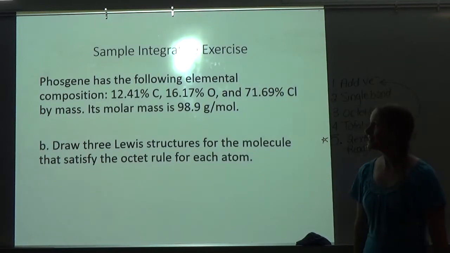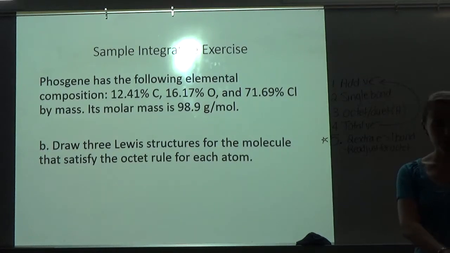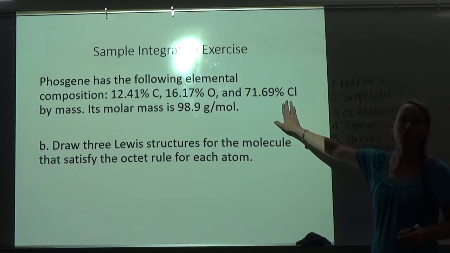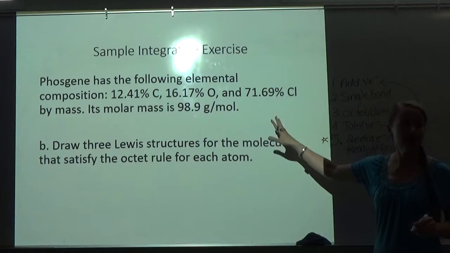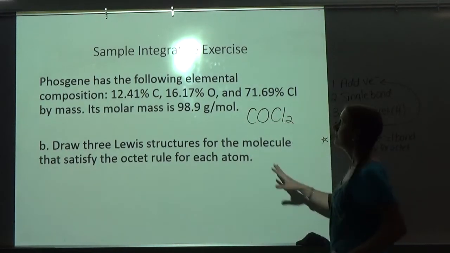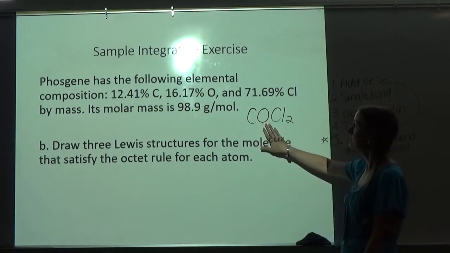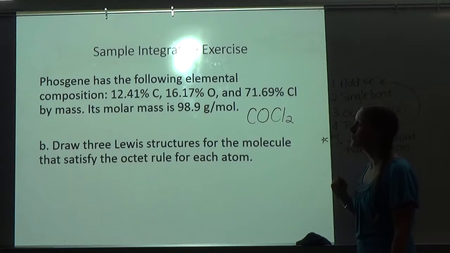All right, oh my gosh, we have gotten to the end. All right, so we are at the sample integrated exercise, and this first part I looked at and I remembered you can't actually do this part yet because we don't learn how to do this until Unit 4. So I'm going to have to give you the formula. So the formula is COCl2. But after Unit 4, we'll know how to calculate it. So phosgene has the following elemental composition, and like I said, I'm just going to go ahead and tell you it's COCl2. So draw 3 Lewis structures for the molecule that satisfy the octet rule for each atom.